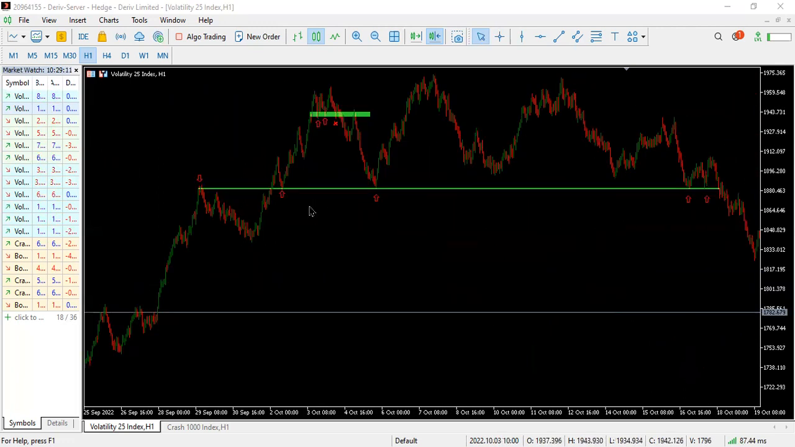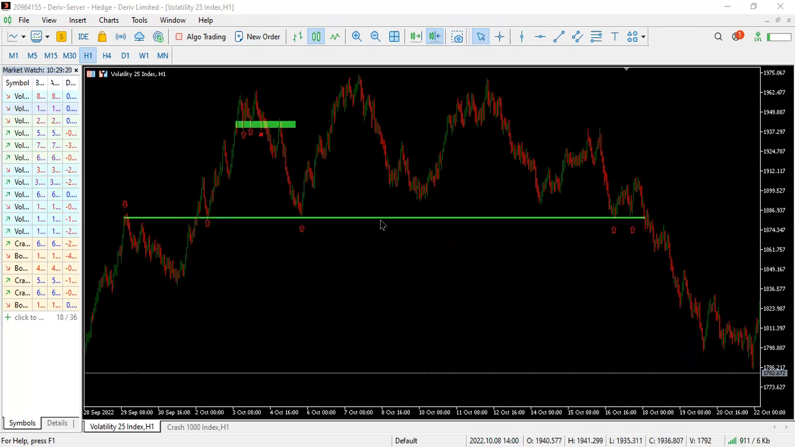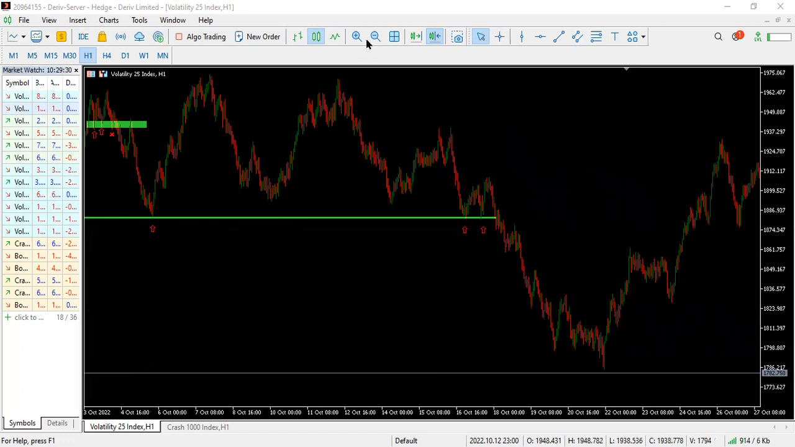For me, it's after the, if you go back to where you were just sharing. After that breakout, would you look for a sell opportunity there? Which one here? Yes. Let me zoom in and check.